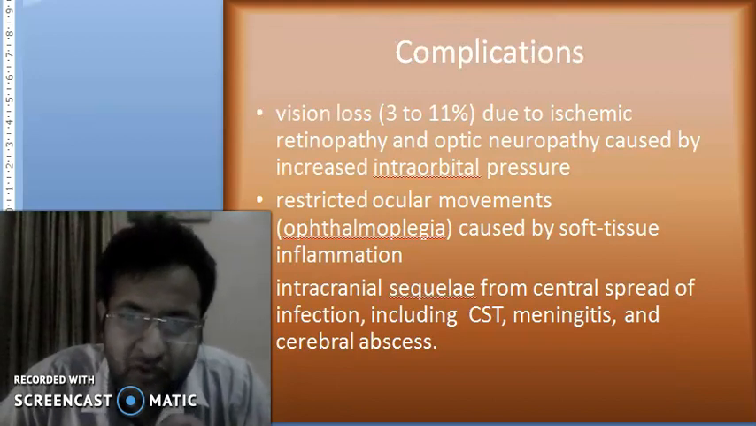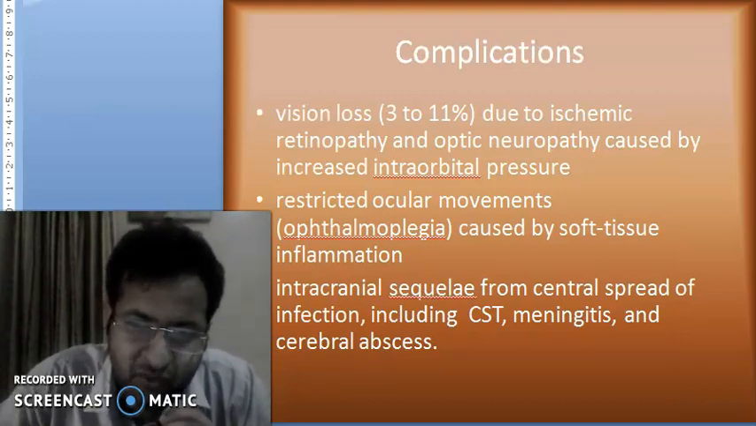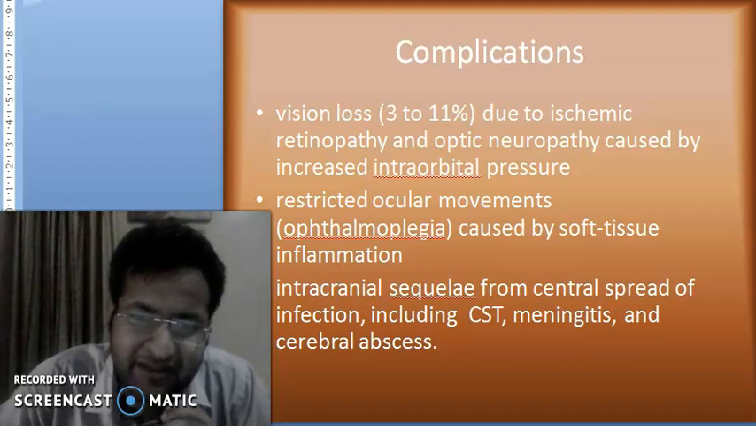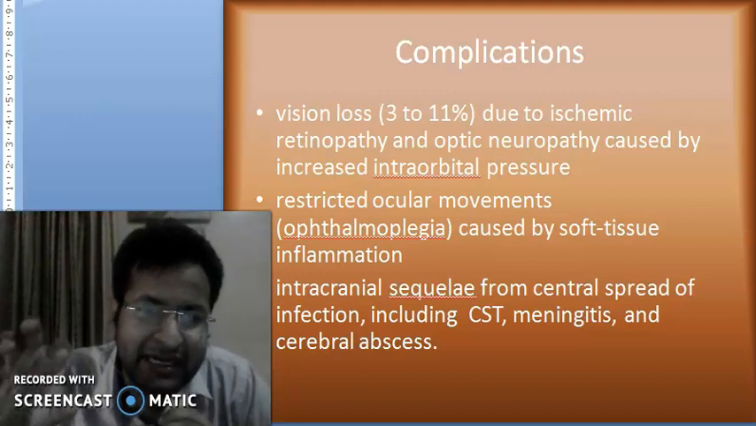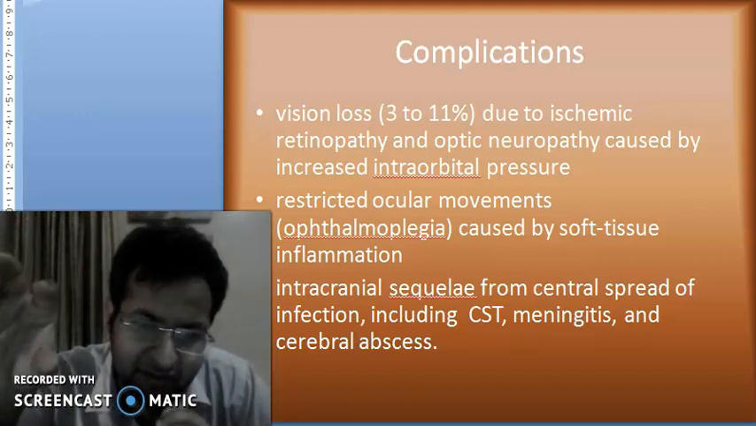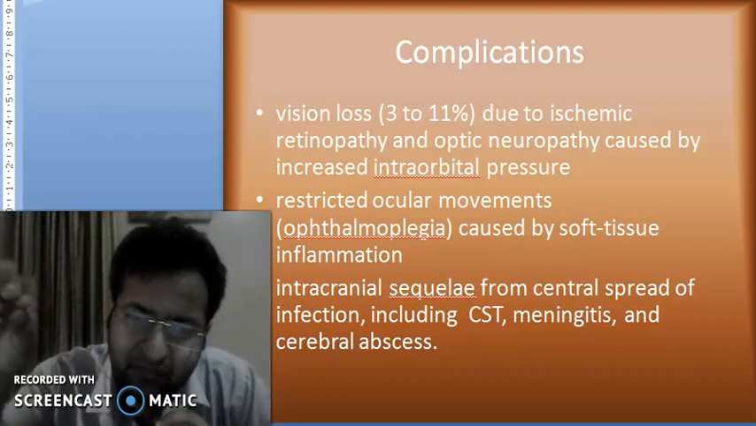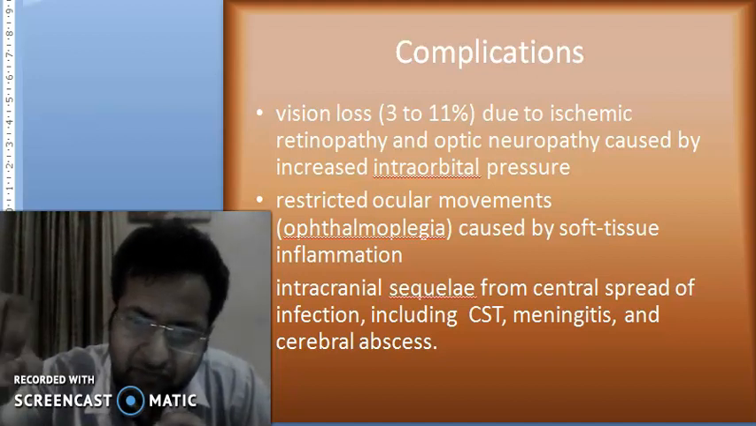Complications of orbital cellulitis are vision loss, which occurs in 3 to 11%, and this is due to the ischemic retinopathy and the optic neuropathy caused by the increased intraorbital pressure. This increased intraorbital pressure will put pressure on the vessels and the nerves supplying the eyeball. That's why there will be vision loss.